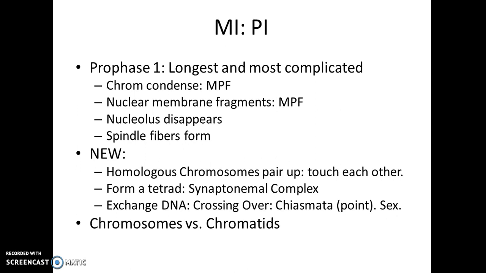But here's the new stuff. The homologous chromosomes pair up by touching each other, and if they touch each other in the right spot, then they bind together. They form what is known as a tetrad. Tetrad? Why a tetrad? Well, tetra means 4, and if we have 2 homologous chromosomes together, you will have 4 chromatids. That's why it's called a tetrad. Now, the 2 homologous chromosomes are held together by the synaptonemal complex. In prophase 1, there is an exchange of DNA, which is known as crossing over. The chiasmata is the point where the crossing over takes place, and this is known as sex because the chromosomes, or the DNA, is being mixed up.